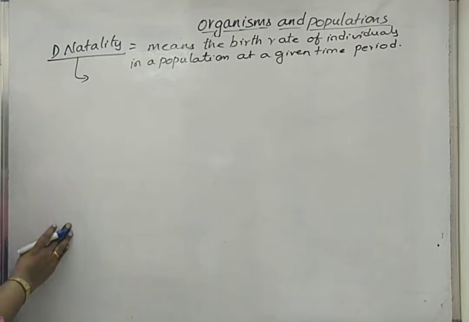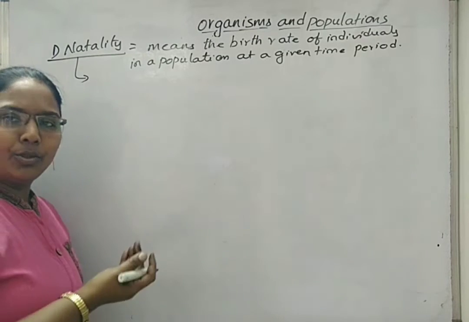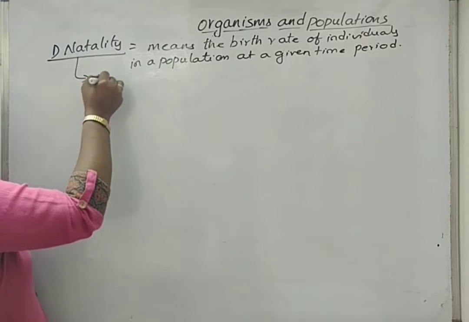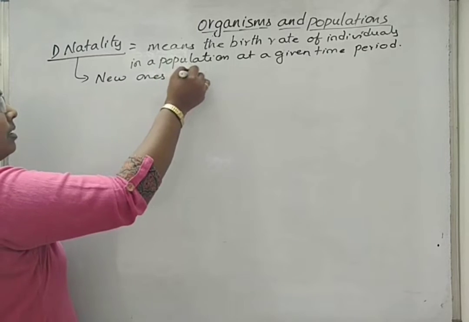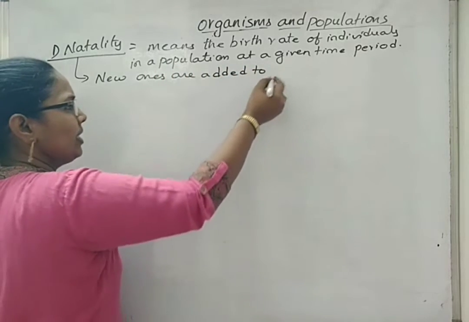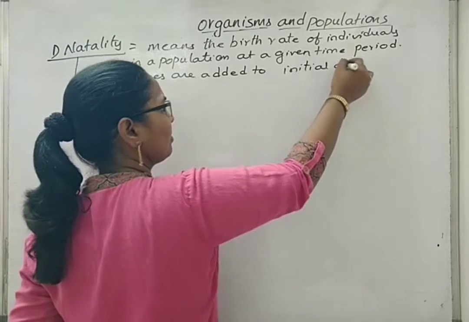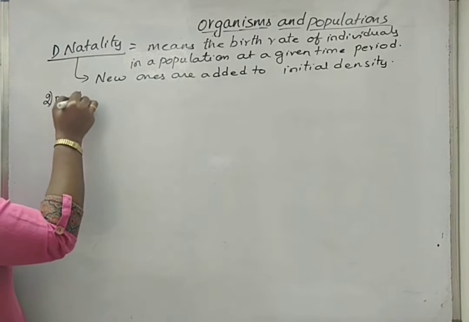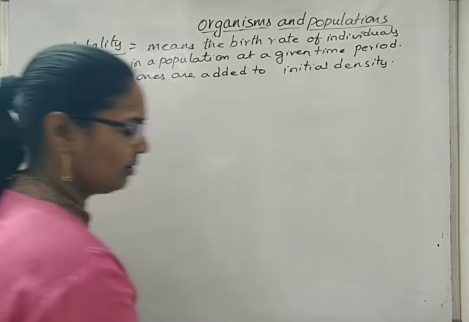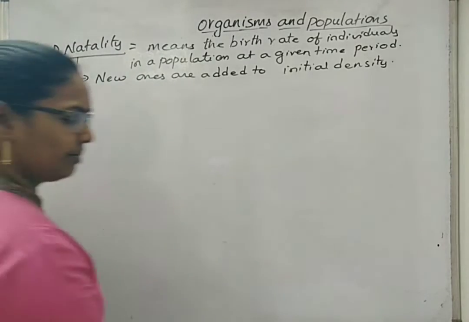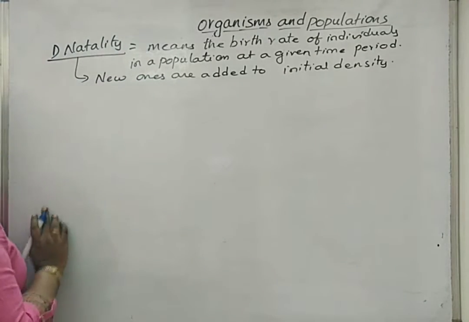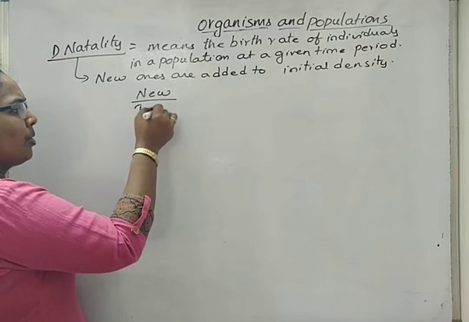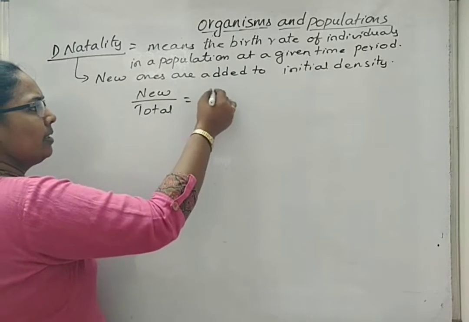So what happens to the existing population density? The new organisms are added, so the population density will be increased. New ones are added to the initial density. Next, the second one, mortality. Before going to that, if you want to calculate the natality, the newly formed organisms divided by the total population, if we calculate like this, we will get the natality rate.